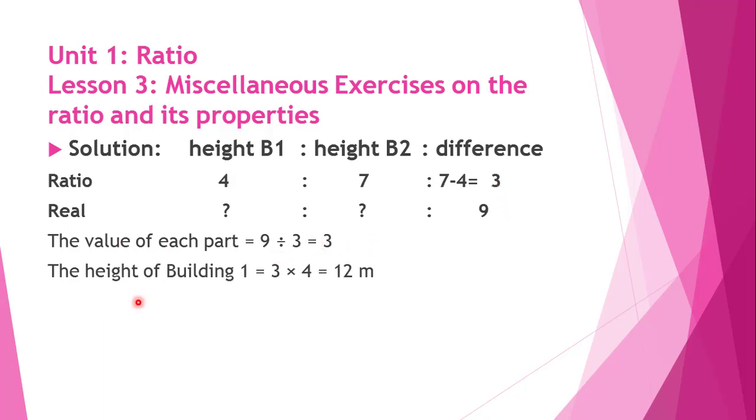Now I want to calculate the height of the first building, building 1, equals 3 times 4, which equals 12 meters. The height of building 2 is 3 times 7, which equals 21 meters.